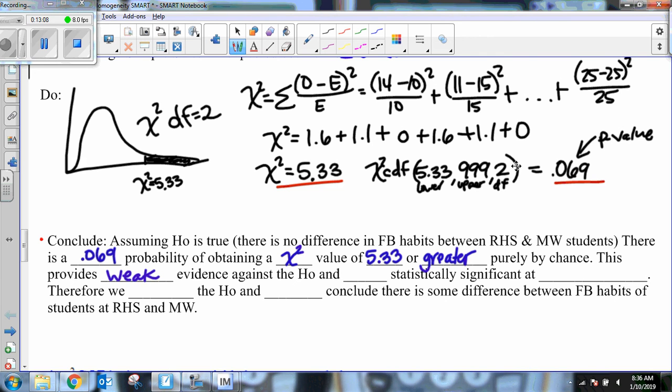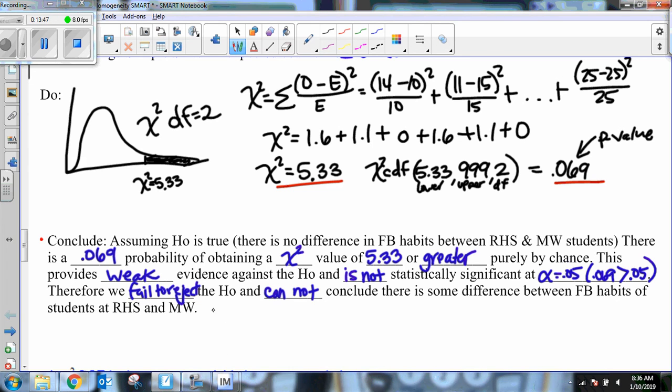Weak. Remember, this is not smaller than my alpha level of 0.05. Therefore, it's weak evidence against the null hypothesis and is not statistically significant at alpha equals 0.05. And why? That's because 0.069 is greater than 0.05. Okay? Therefore, we fail to reject the null hypothesis and cannot conclude there is some difference between Facebook habits of students at Redwood and Mount Whitney.